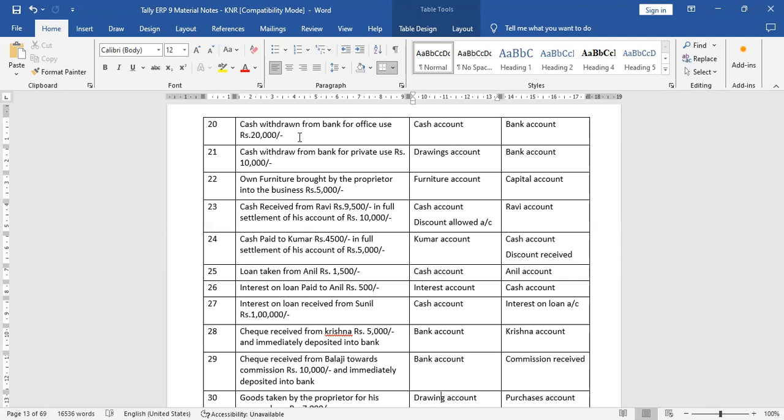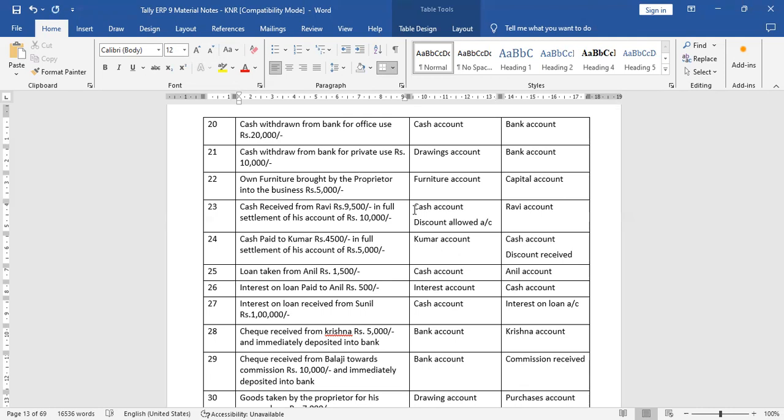Next point. Own furniture brought by the proprietor into the business. The proprietor brought the furniture and gave that furniture to the business. From the company's point of view, does the furniture come in or go out? Comes in. Debit side. So who will give that furniture? Proprietor. You call it capital. Here the capital is mentioned, so that amount is added to the capital account only. Entry: furniture account debit to capital account.